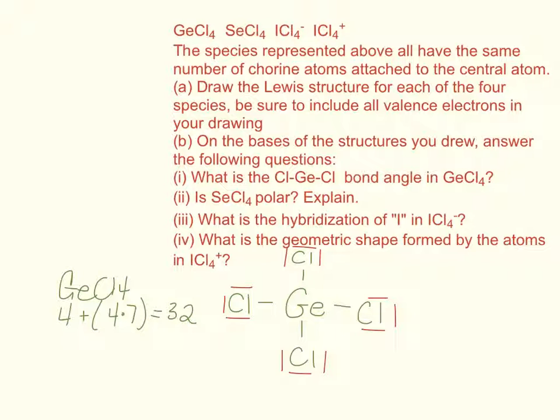8 times 4 is 32. So as I said, we know that it is tetrahedral. And I also know that my bond angles are 109.5 degrees. And if I wanted to take it one step further and do the hybridization of Ge, it would be sp1, p2, p3. So sp3 hybridized as far as the Ge goes. Just doing that to get a little bit of review.